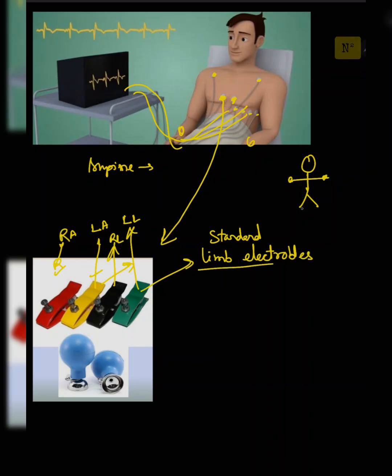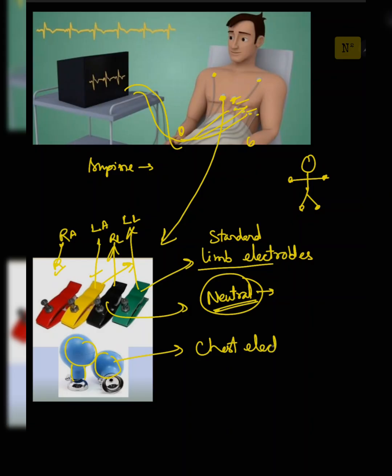Now we attach all the electrodes, and the black one is needed for the neutrality of the circuit. Because it's an electric machine, we might get some interference. To negate that interference, we use this neutral electrode, which we attach on the right leg. Now this cup-shaped electrode that you can see, these are called chest electrodes. From V1 to V6 we have 6 different chest electrodes.